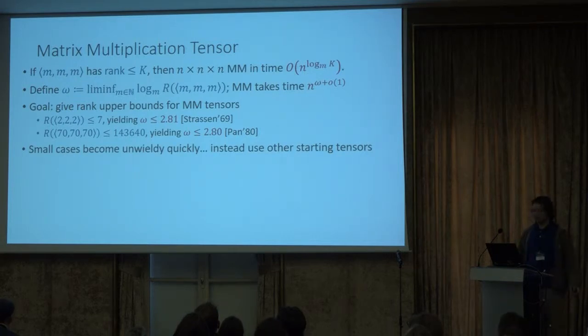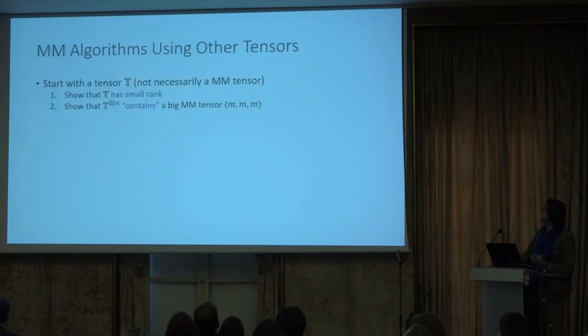So actually the approach people take is to go through different starting tensors instead of starting directly with the matrix mult tensors. So the approach looks like this. You start with a different tensor T, and you show that T has small rank instead of the matrix mult tensor having small rank, and show that T, or a tensor power of T, contains a big matrix mult tensor. If you haven't seen tensor power before, it doesn't matter too much. It's like a polynomial power, basically, when you think of it as a polynomial.